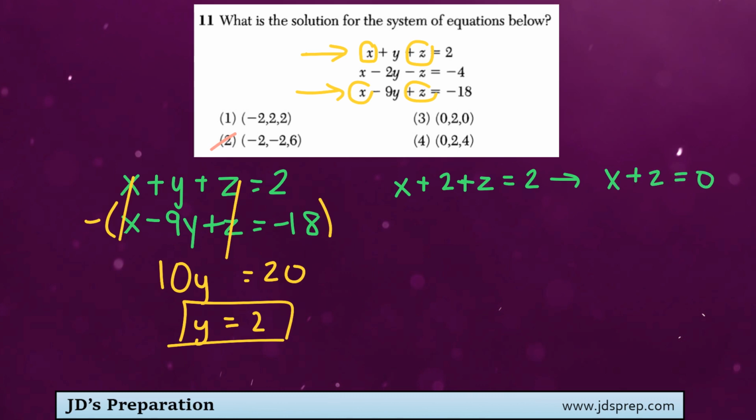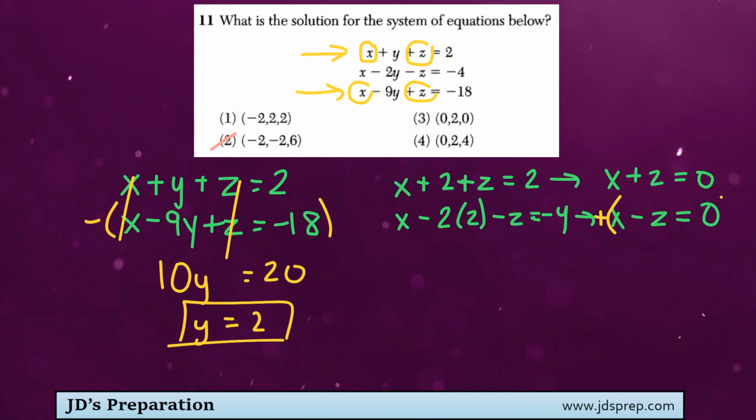And let's actually rewrite the second equation here. We would have x minus 2y, or 2, minus z equals negative 4. If we simplify that, we would get x minus z equals 0. Now, if we take a look at these two new equations, we can use the elimination method.